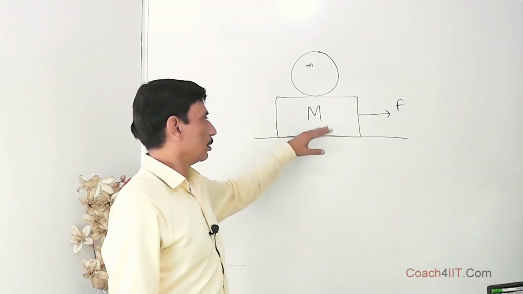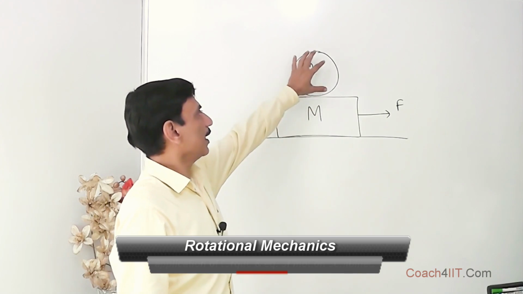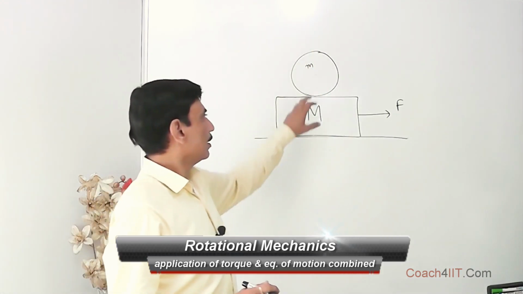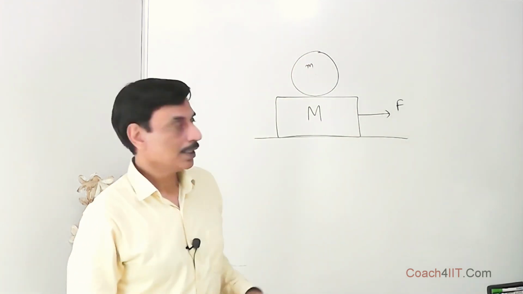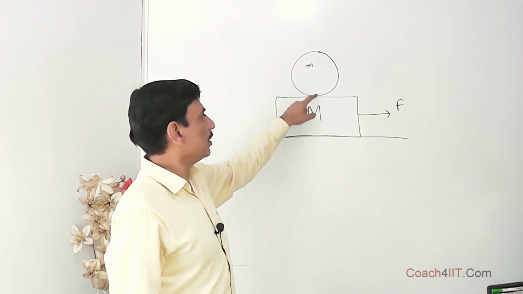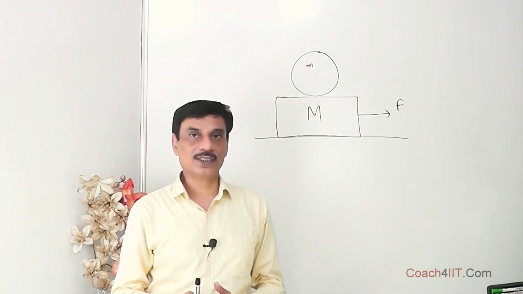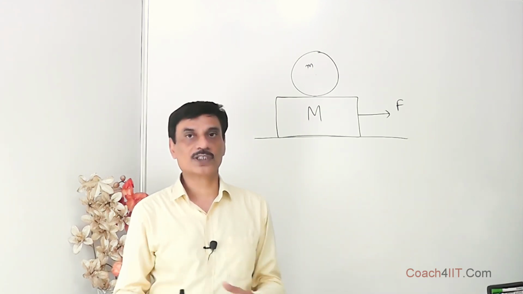We have a block which is on a frictionless surface, and onto the block there is a body. It could be a sphere, it could be a cylinder, it could be anything which can roll. Over here force F is applied, and there is sufficient friction between these two so that there is no slippage. So in this question we are interested in writing the equations of linear mechanics as well as rotational mechanics.